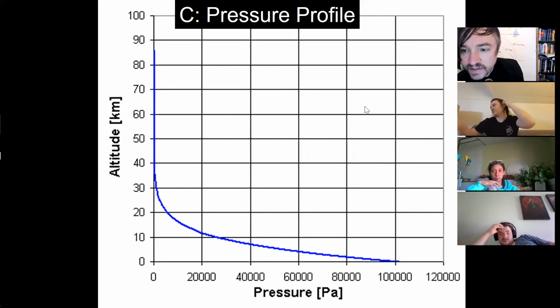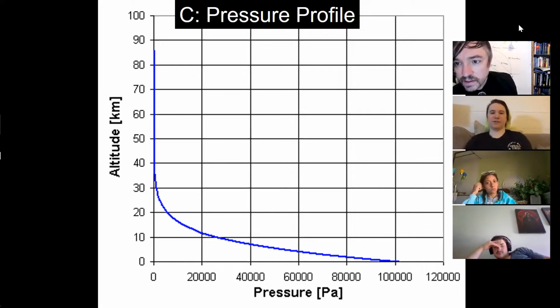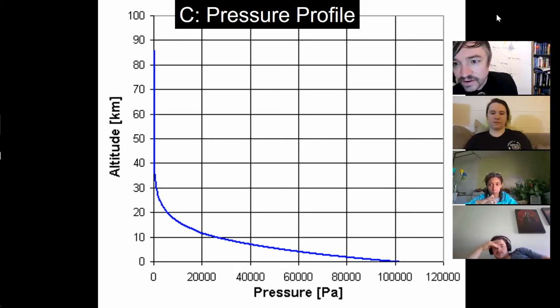What do you think is going to happen to the temperature? The temperature is going to drop, I would assume. Should it be exponential? I think so. Because if we're looking at the ideal gas law, they're all kind of fitting into the same thing. So students, prepare to learn.